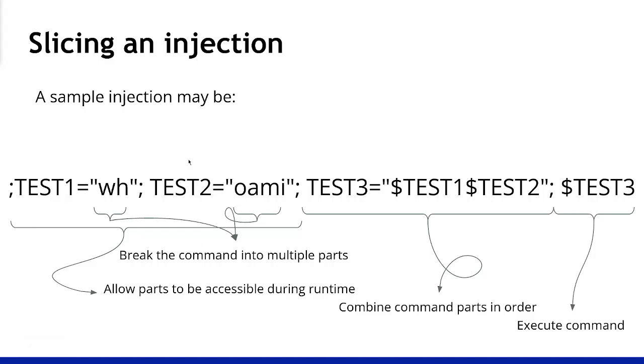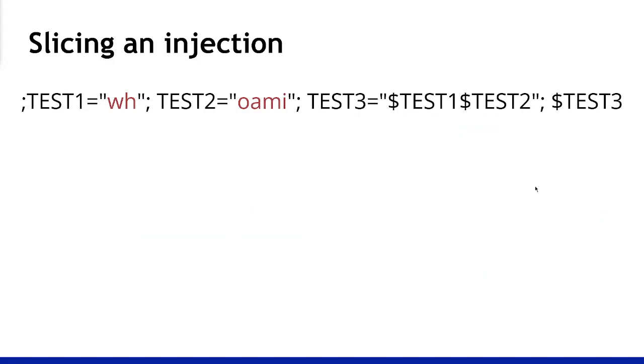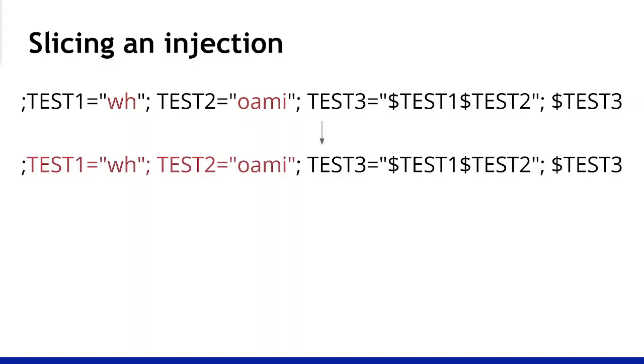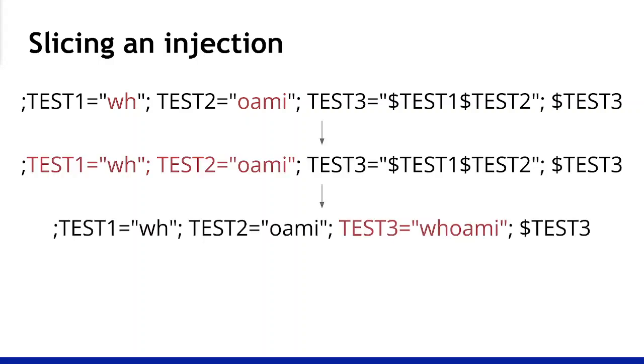To gather the values of these variables, we use the $. And what we can do here is place them into a third string or third variable, test3, and then run it as a command just by putting the $ right in front of that. So just breaking down how this works, we're storing WH into test1 and OAMI into test2, making them equal to that value.